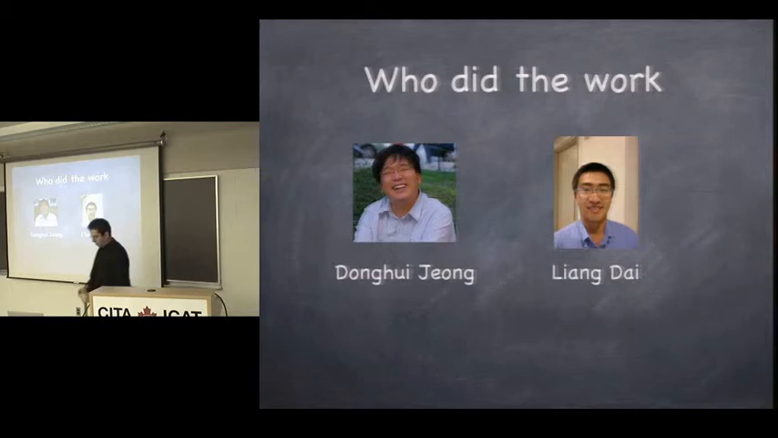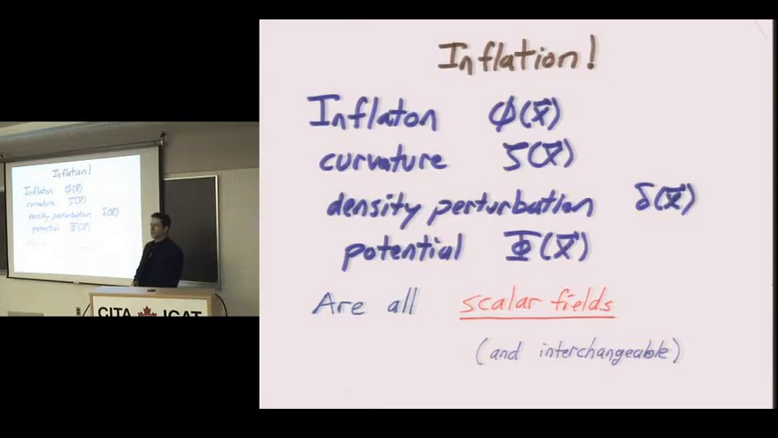So I'm going to start with a brief review of inflation. I'm assuming that most of the people in the audience are quite familiar with the theory of inflation as the basis. So in inflation, we introduce an inflaton field, phi of x. Fluctuations in that inflaton field give rise to the curvature perturbation. The curvature is some other function, zeta of x.